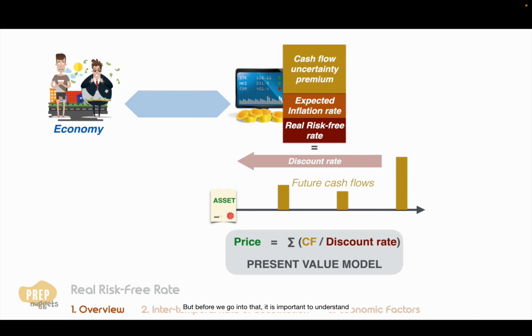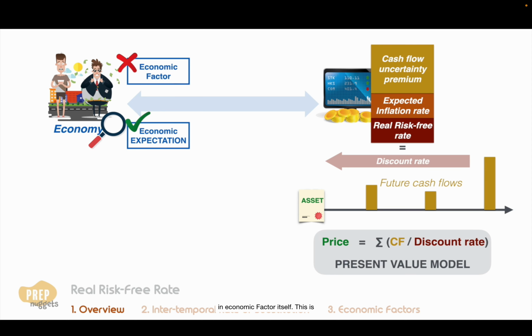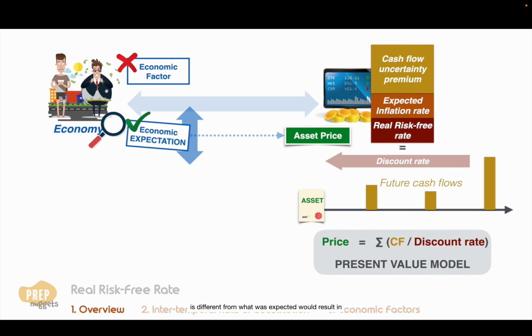But before we go into that, it is important to understand that we are more interested in studying the change in economic expectations rather than the change in economic factor itself. This is because information that has been anticipated is already reflected in asset prices, but information that is different from what was expected would result in adjustment of expectation, thus causing the asset price to adjust accordingly.